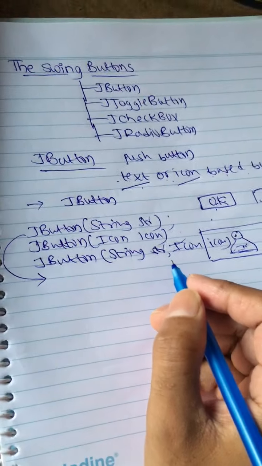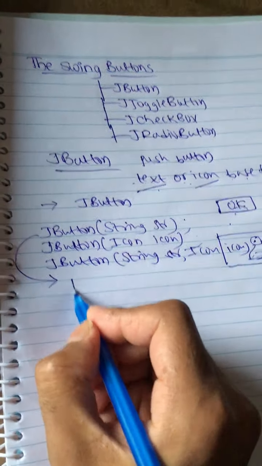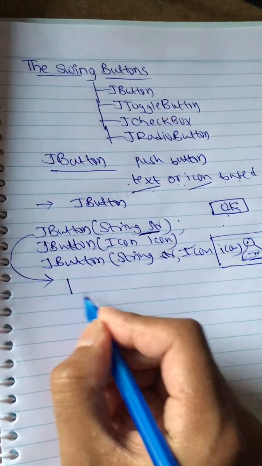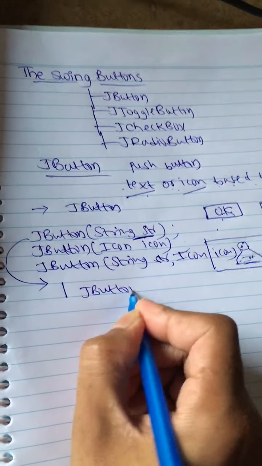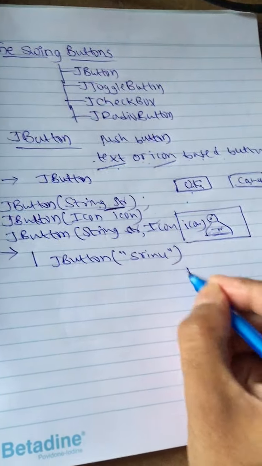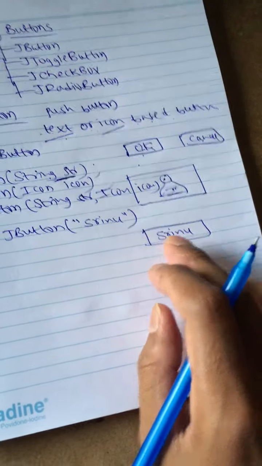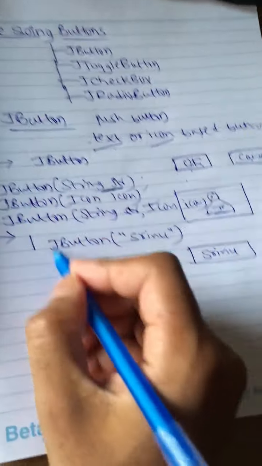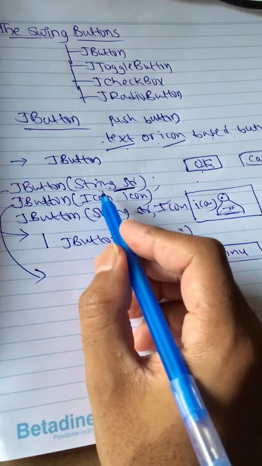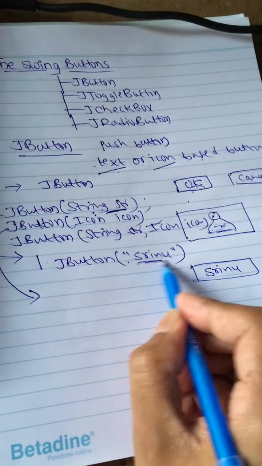The first JButton constructor creates a button with the predefined text contained in the str string. For example, we are creating a button like this: JButton with Srinu. It creates a button labeled Srinu, meaning Srinu is placed inside the button. So this is the first constructor. Here we don't need to write the String type, because String str simply means the value is of string type.